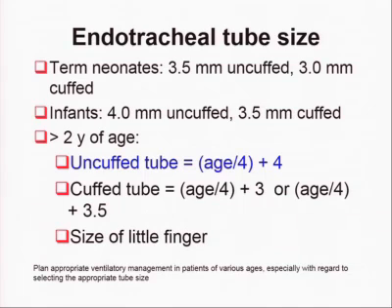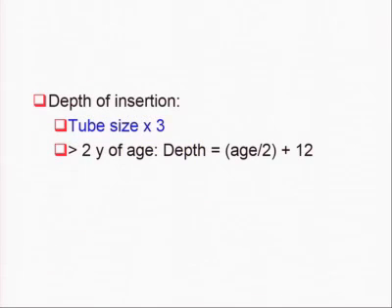So if you know this, then you don't need to remember anything else. You just go one size smaller or 0.5 millimeter smaller, and you'd get your cuffed tube. And if you're doing it practically, it's the size of your little finger if you can't remember it and you're stuck. If they ask for the depth of insertion, just remember the previous formula, age by 4 plus 4, and then multiply by 3, and that's the depth that you do it.